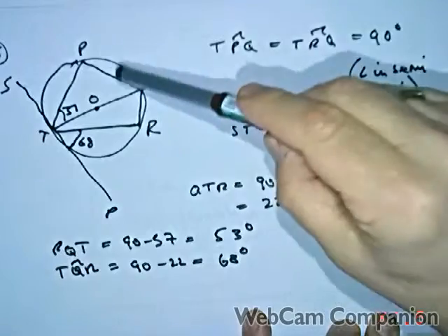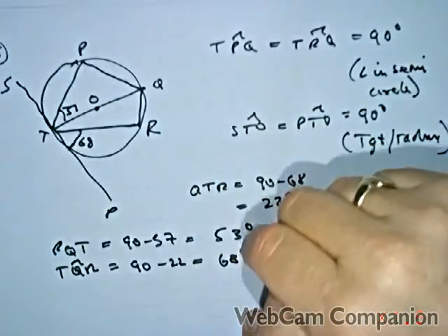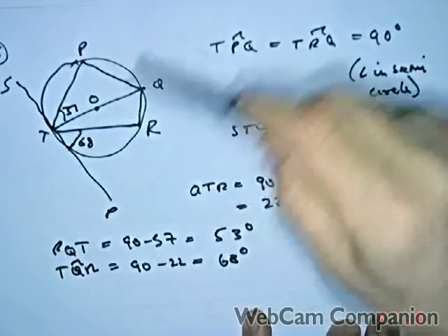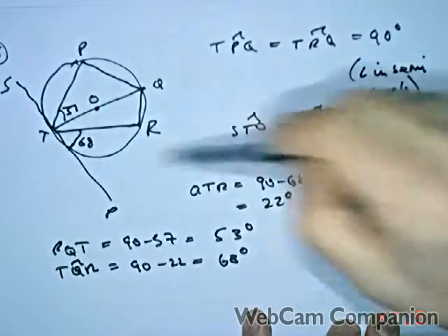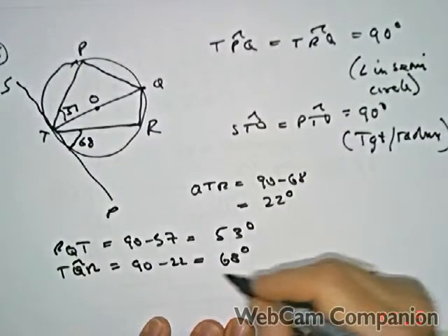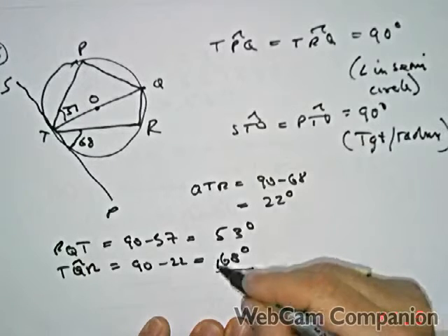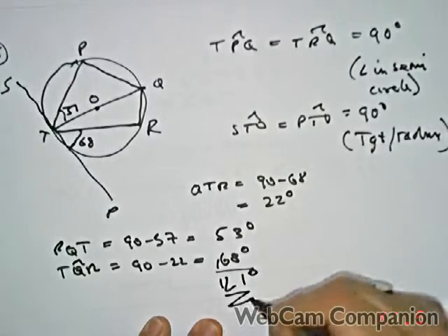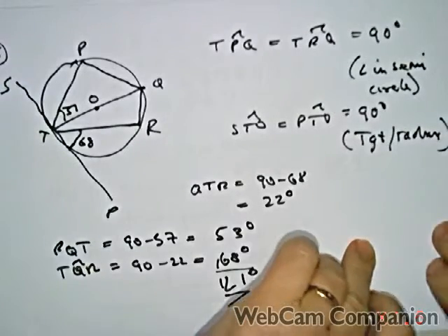PQT, because this is 90, it's just 90 minus 37, 53. And in the same way, TQR, because this one is 90, it's just 90 minus 22. And I think you were actually asked for PQR, so you have to add these. 8 and 3 is 11, 6, 7, 121 degrees should be the answer. Okay, so that was number 5.